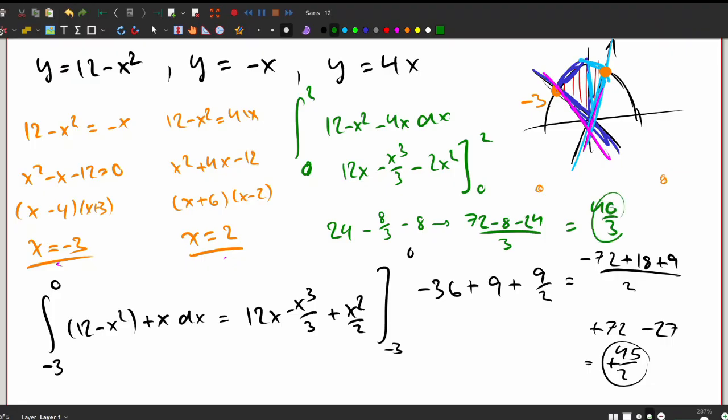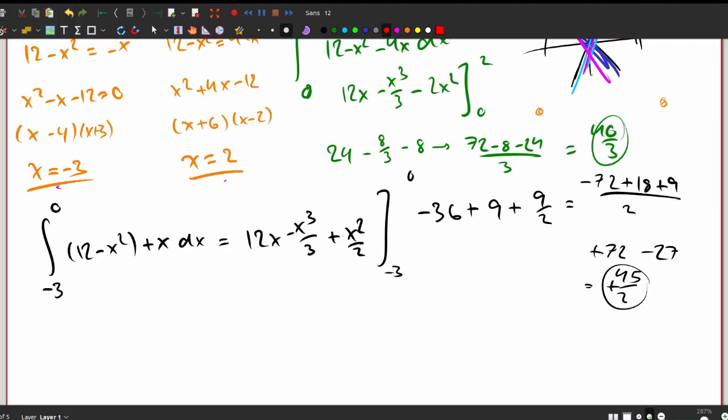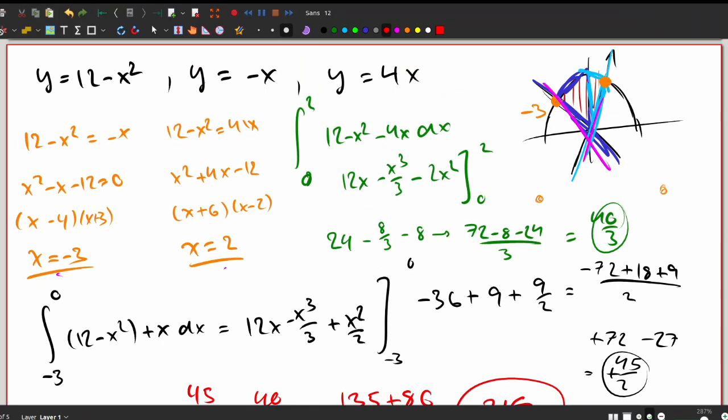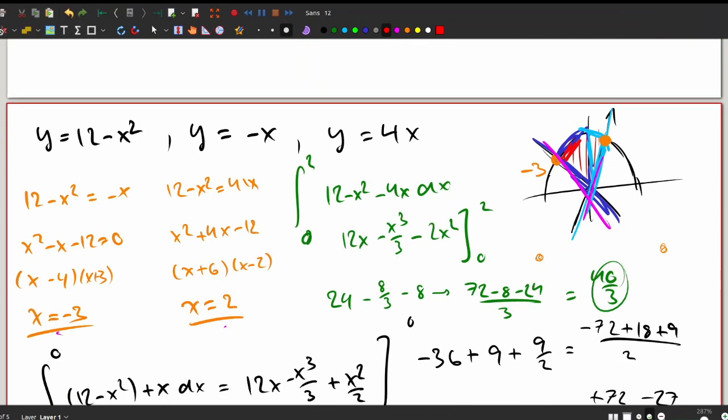Now all we have to do is take the sum of these two regions. So our final answer is 45 over 2 plus 40 over 3, which is 135 plus 80 over 6, which is equal to 215 over 6. This is our final answer of the area bounded by all three of these curves.